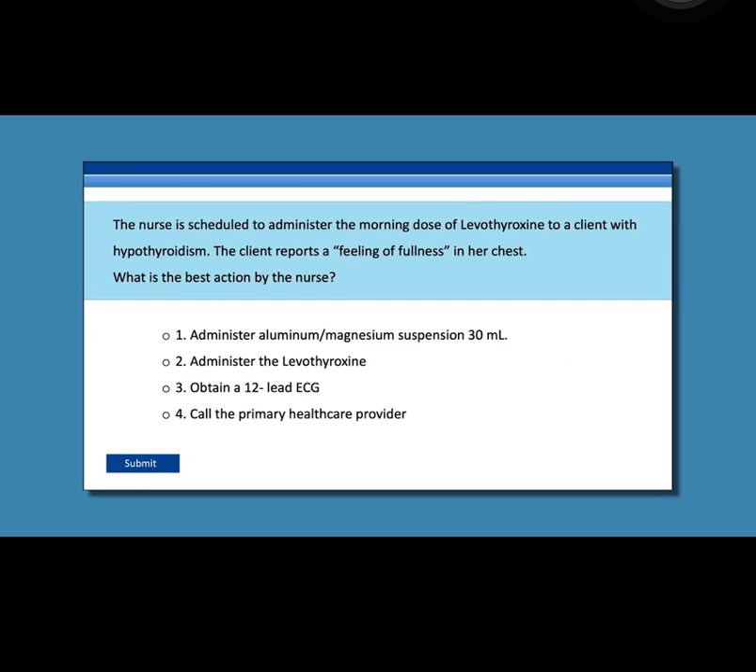problem. So, the answer, number 4, call the primary healthcare provider, is the only nursing intervention that will fix the problem in this question. Because you know that levothyroxine increases the heart rate and puts an increased workload on the heart that has CAD. So, could this client be having an MI? Yes, and the only option here that will fix the problem, the fact that the client is having an MI, is to call the primary healthcare provider.